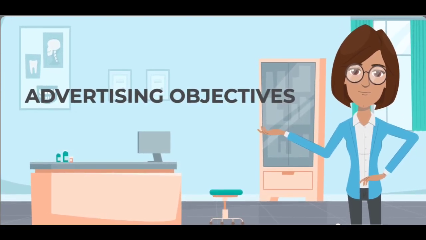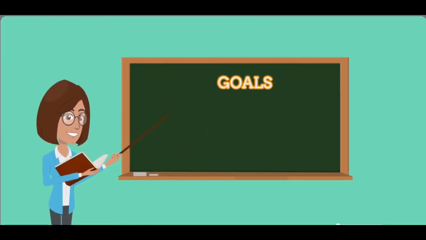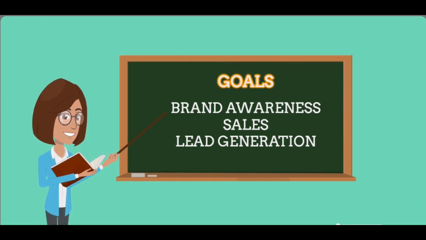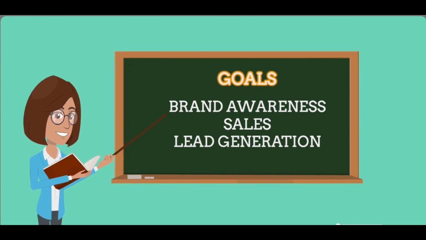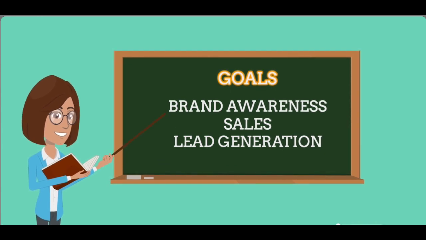Advertising objectives. The goals of the advertising campaign, such as brand awareness, sales, or lead generation, can also influence the choice of media. Different types of media may be better suited to achieve specific objectives.